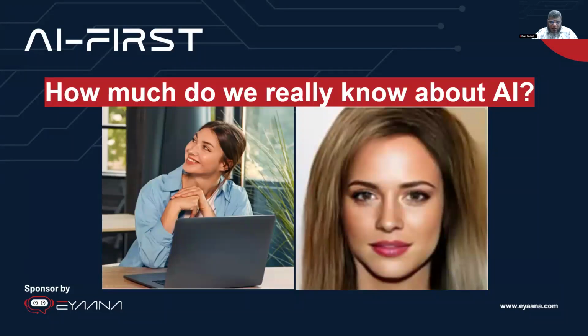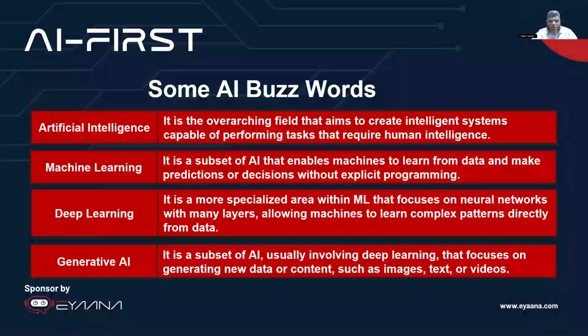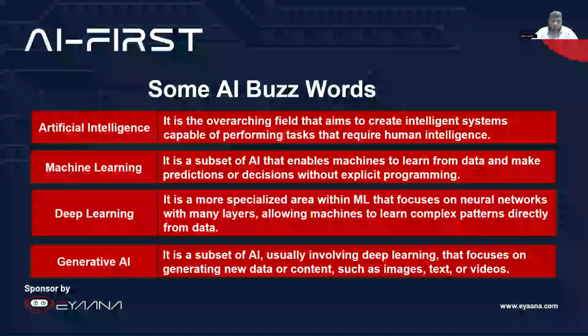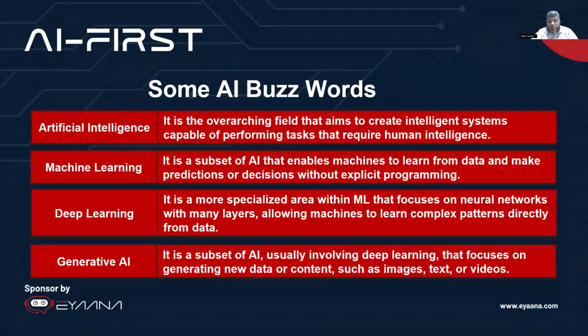Okay. So I have already used a few buzzwords like AI, machine learning, deep learning, and generative AI. So before we go into details of the presentation, let's have a look at what actually these things are. So AI is the overarching field, the area of engineering, which helps programs perform tasks that require human intelligence. So it has its own intelligence and it can respond like a human.